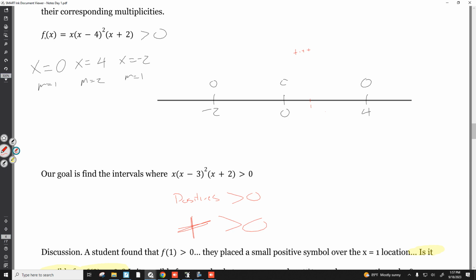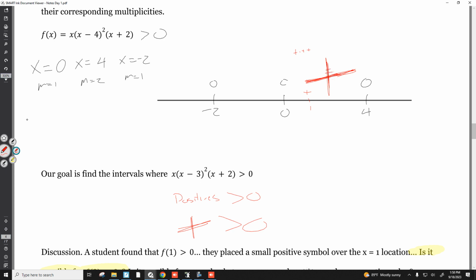I plugged in 1, and I got a positive. What must the sign be at 3? What must the sign be at 2? Yeah, because we found all the zeros, we can't change signs. Guess what? All we need is one test point. And if we know at that test point we got a certain sign, all of your signs are going to be that. Slow down. Don't go too fast. Don't say, can't we just do this, Mr. Messner? We will. Not yet.